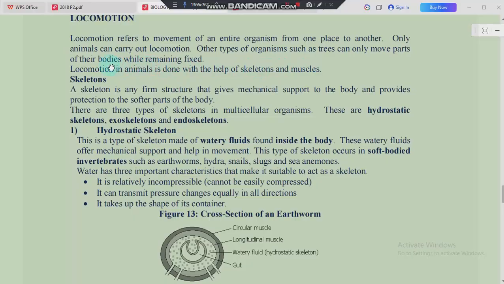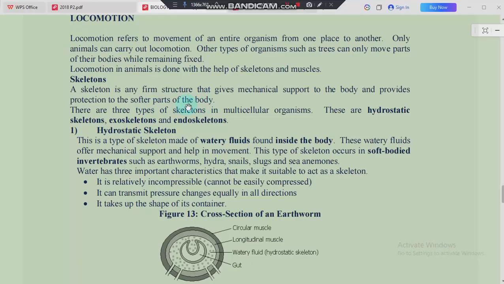Locomotion in animals is done with the help of what we call the skeletons and the muscles. A skeleton is any frame structure that gives mechanical support to the body and provides protection to the softer parts of the body. When we talk about the softer parts, we could be talking about things like your heart and your lungs. All these have to be shielded with some regions of our skeleton, which is going to protect them from internal or external damage.